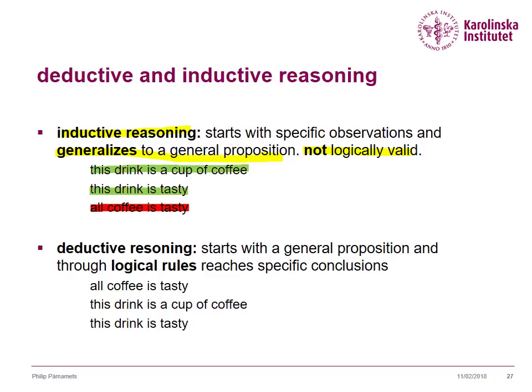And another type of reasoning is deductive reasoning. Deductive reasoning starts with a general proposition and then reaches specific conclusions through the use of logical rules. So you start with some sort of general proposition: all coffee is tasty. And then you make a specific observation: this is a cup of coffee.